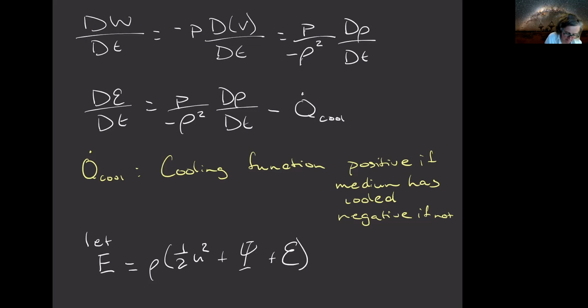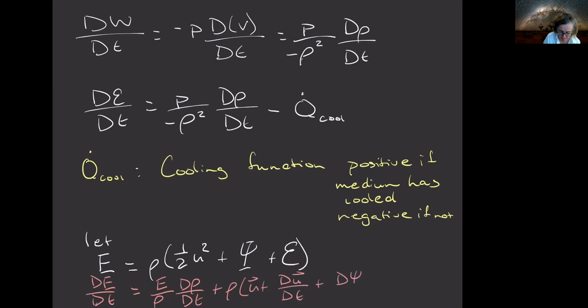And that allows us to come around to the point of saying that the change in energy with respect to time is equal to the total energy over the density times the change in density with time, plus rho u plus du dt plus d psi dt plus p over rho squared d rho dt minus q dot cool.